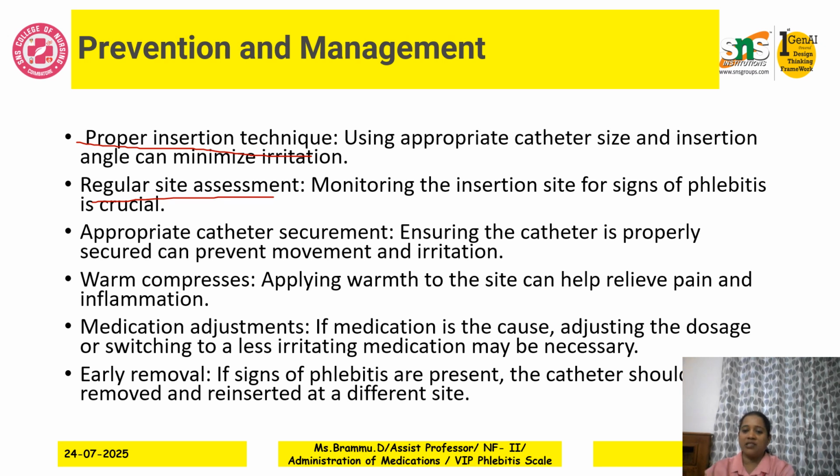So if you are doing a proper insertion technique, regular site assessment, like in each shift, taking the appropriate cannula size and appropriate technique when inserting, avoiding counter punctures, appropriate catheter securement, a warm compress at the site whenever the patient is complaining of a score of 1 or 2, and early removal or planned removal of catheters, not exceeding the time limit, these are the major things which we will plan for the prevention of phlebitis. There are many more according to the CDC guidelines, which we'll be seeing in the further class.